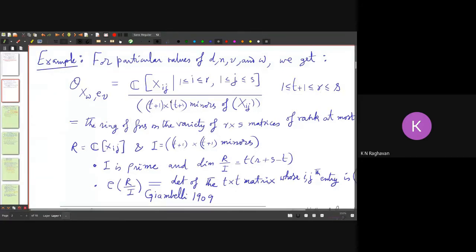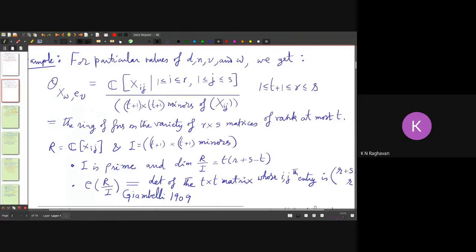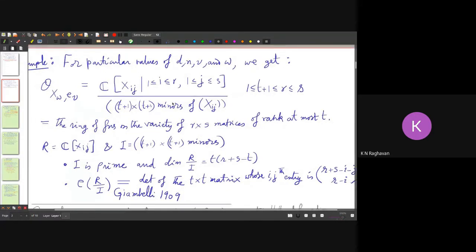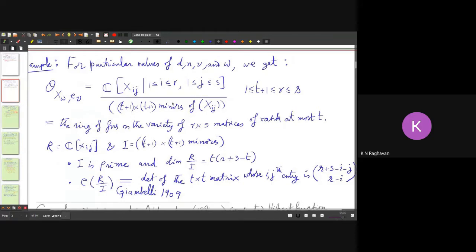Okay, sorry about that. Maybe I'll make that slide small. I hope that's not too small. Okay, this is the ring of functions on the variety of R cross S matrices of rank at most T, because we are going modulo t+1 cross t+1 minors. Okay, and let's put R equal to this polynomial ring on top, and I the ideal that we're going modulo. Then I is prime.